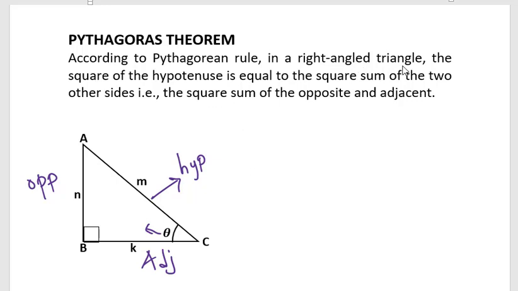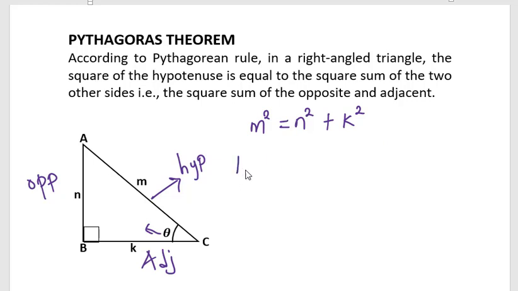The formula says in the right angle triangle, so we have a right angle triangle here, the square of the hypotenuse. What is our hypotenuse here? We're using m to denote hypotenuse. So wherever I see m in this lesson, whenever I'm referring to this triangle, it talks about the hypotenuse. So the square, you have to square it. The square of the hypotenuse is equal to the square sum of the two other sides. What are the two other sides? The opposite and the adjacent. So the square sum of the opposite and the adjacent, and we are done. So this is the general formula for the Pythagoras theorem.